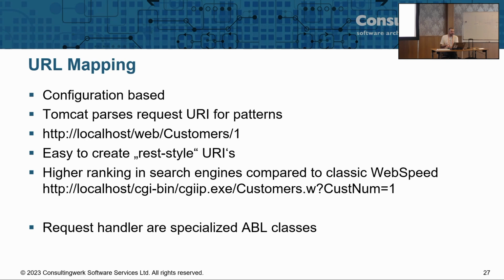So with the cgiip.exe/customers.w?customer=1. But I wonder how much of those REST endpoints are really in Google and people search for that.